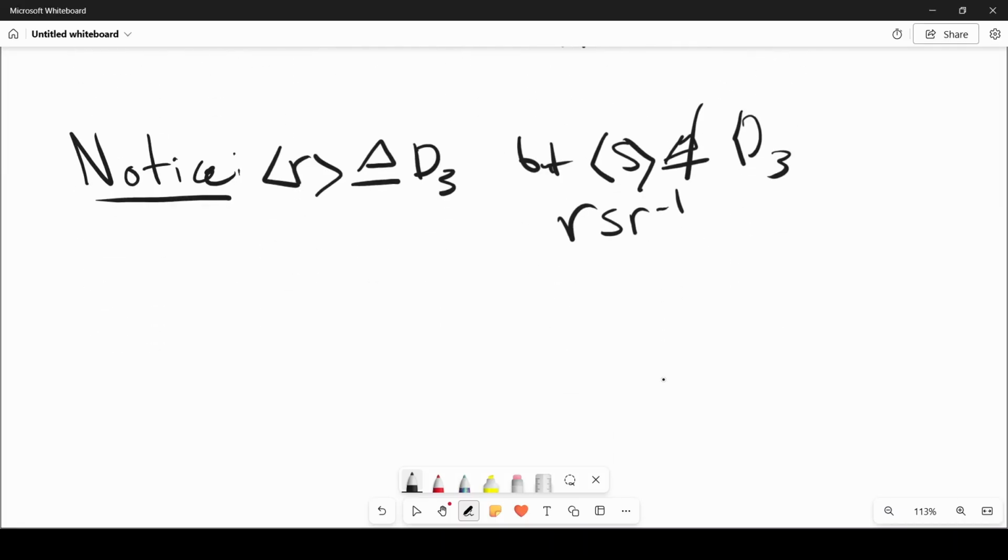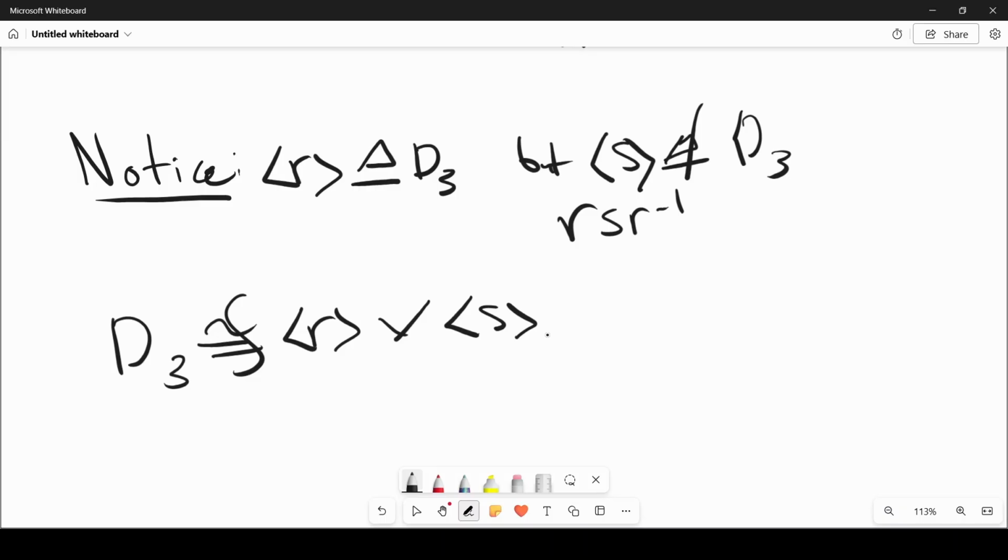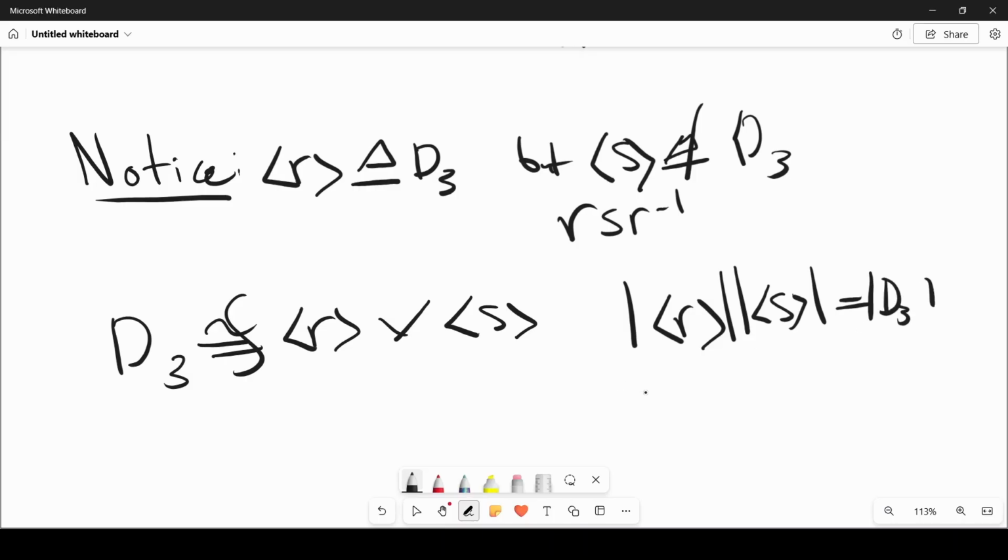But the problem is that morally you feel like this should be correct. So we know that this is not true, right? We know that it's not isomorphic to R cross S. But it feels right, because we have all the correct conditions. We have the order of the subgroups multiplied together equals, well, 3 times 2, which is 6. So it equals the order of my whole group. And I also have the fact that these guys have a trivial intersection.